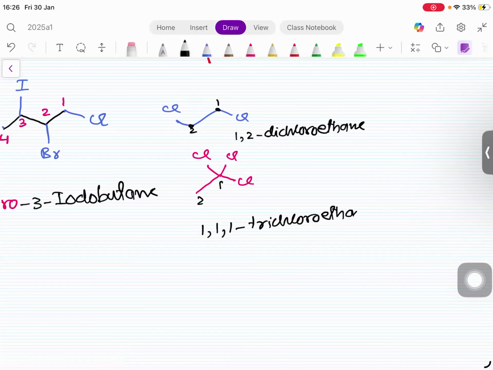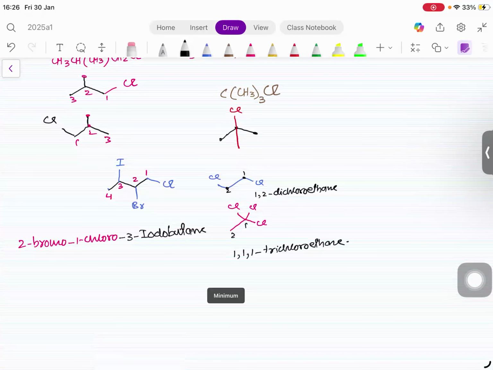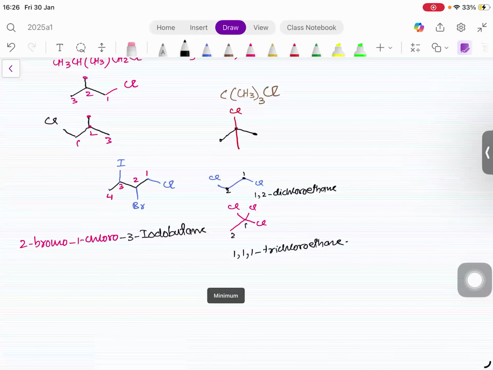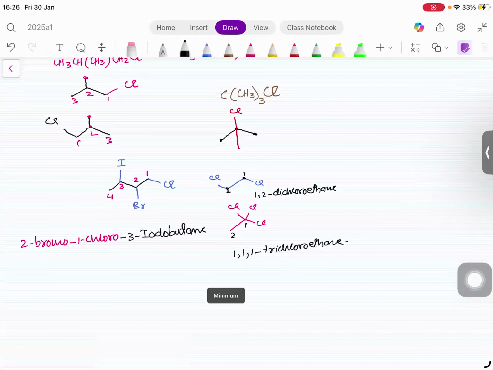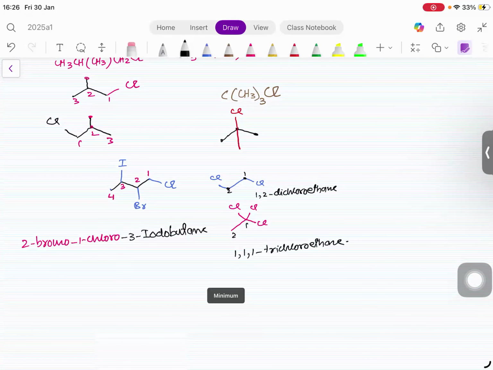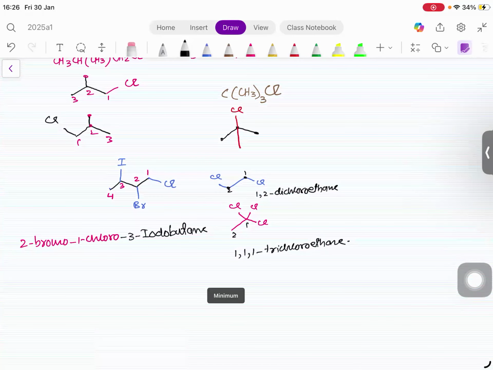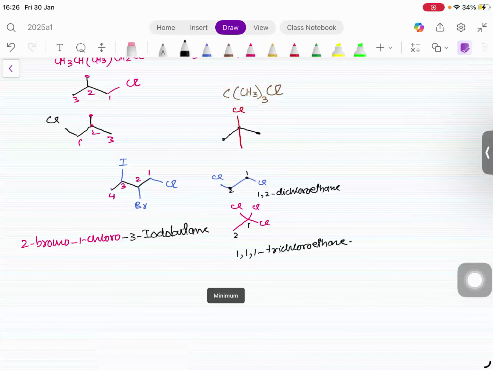So even though they're all on the same carbon, you have to mention each one's position. Yes, even then, when you say trichloro, you have to mention the position, because you cannot leave anything for the next person to imagine. Out of 3, 2 are at one carbon and the third one may be at the second carbon. So we can't let him guess.